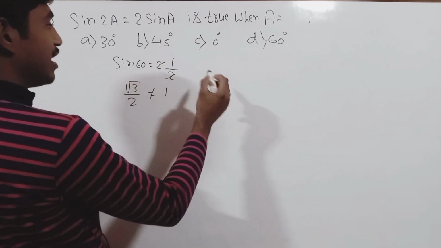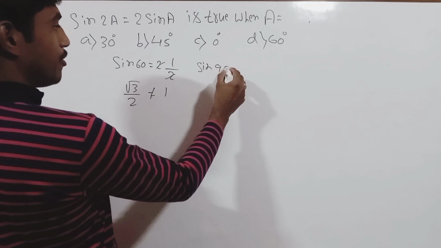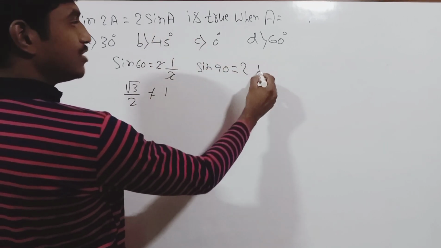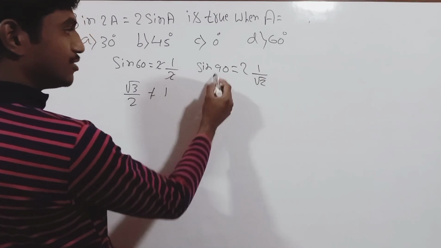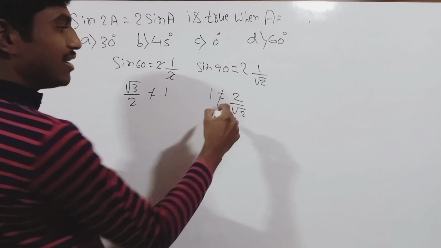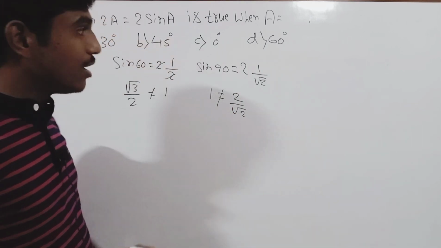Next is 45 degrees. So 45 into 2 is 90. Sin 90 equals 2 into sin 45. Sin 45 is 1 by root 2, and sin 90 is 1. So 1 equals 2 by root 2. Obviously 1 is not equal to 2 by root 2. Hence 45 degrees is also not the correct answer.